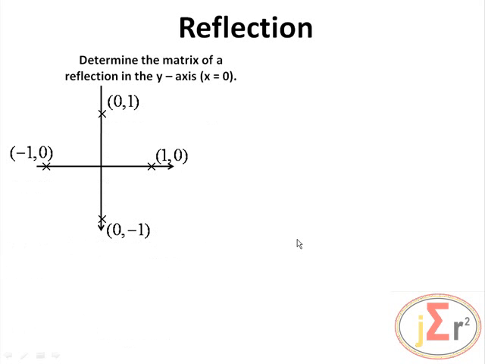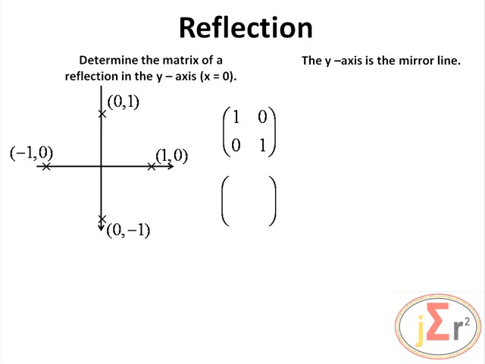So let us continue with our matrices of transformation. And of course, our section is reflection. And we are asking now, determine the matrix of a reflection in the y-axis. And the equation of the y-axis is x is equal to 0. So the y-axis is the mirror line, and that is our mirror line right there.